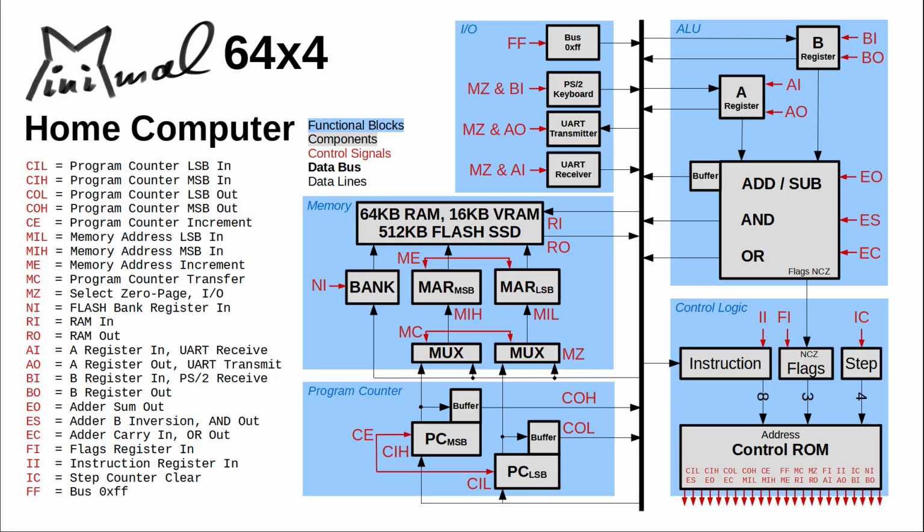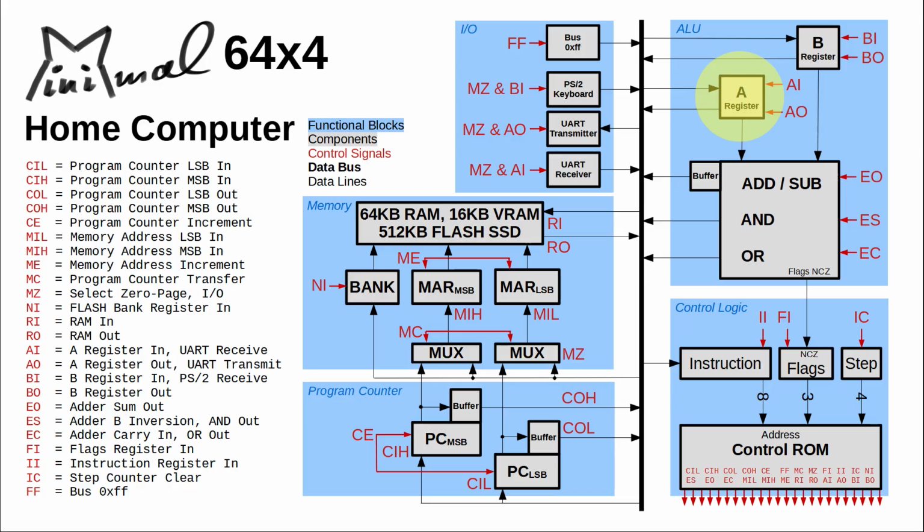We have 5 functional blocks to cover: the Arithmetic and Logic Unit, ALU, a program counter, PC, a memory section featuring RAM, video RAM and flash, some I/O registers and the control logic. The A register can hold a single 8-bit data byte. Its input and output are connected to the data bus. If the control signal AI, for A in, is active, the register stores the bus value, and AO, for A out, puts the stored value onto the bus.